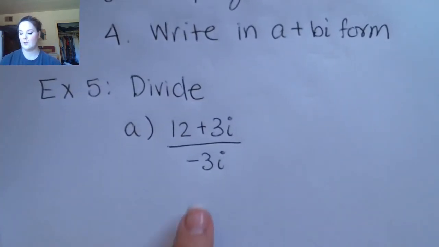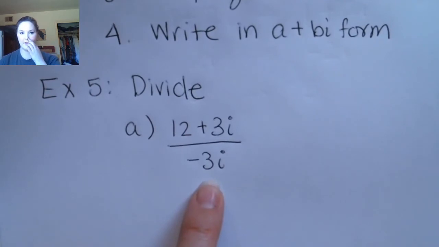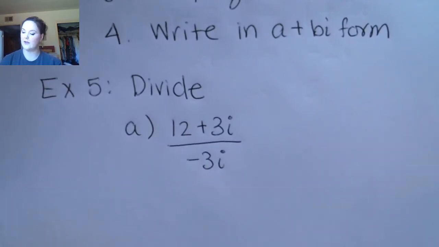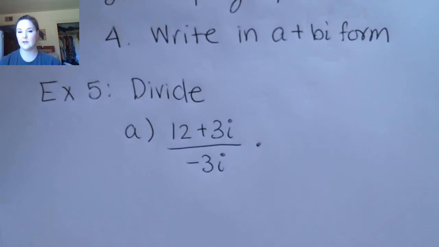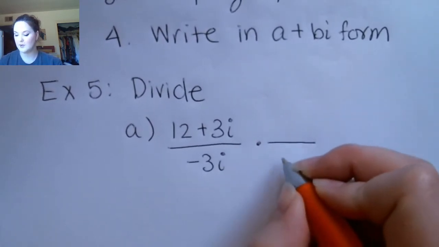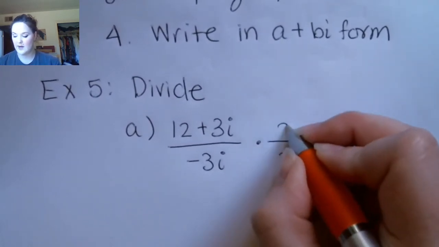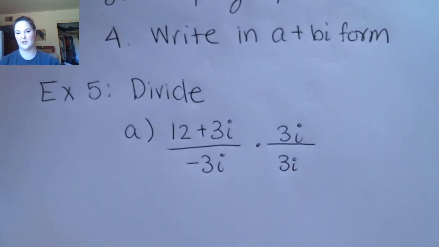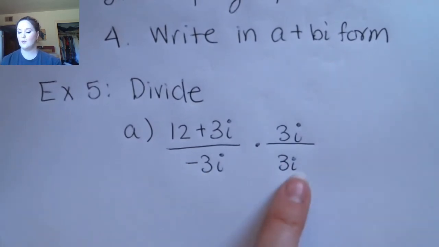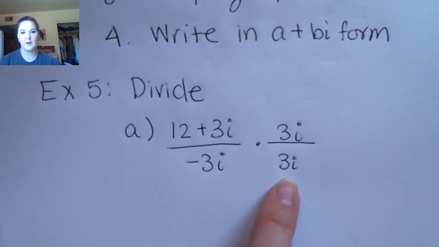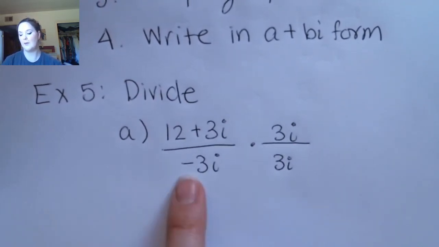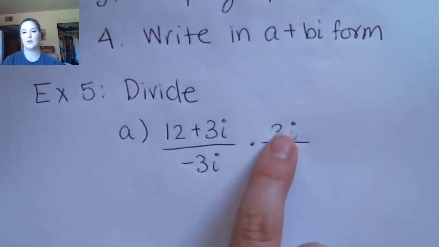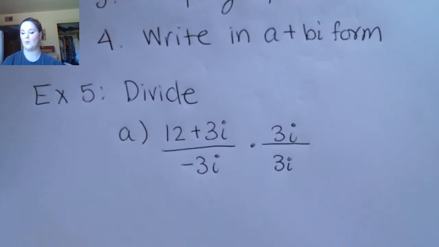Okay, so we would look at the denominator and say, what's the complex conjugate of that? So my complex conjugate is positive 3i. So I'm going to multiply in the denominator and the numerator by that complex conjugate. You want to multiply in the denominator, because you'll see what can happen. And then in the numerator, you just have to make sure that you're multiplying by 1.